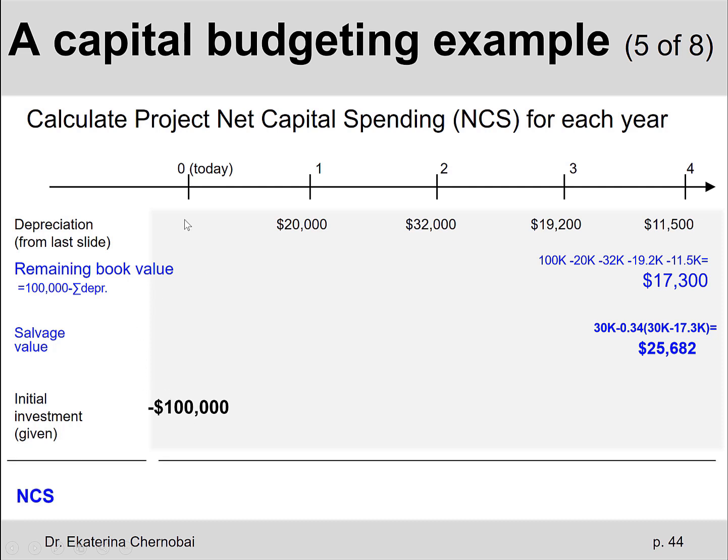So to summarize, the net capital spending related to this 4-year project includes $100,000 spent in year 0 and $25,682 received at the end of the 4th year. And there's nothing in years 1, 2, and 3. It's all blank. Okay.